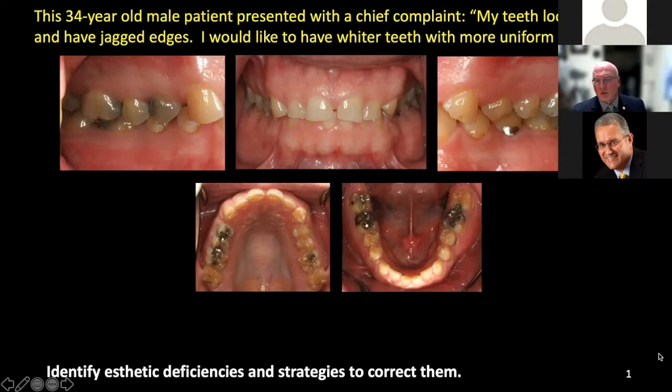Obviously, we could restore the teeth in a manner to correct the color of the teeth. That would probably be with full coverage restorations.